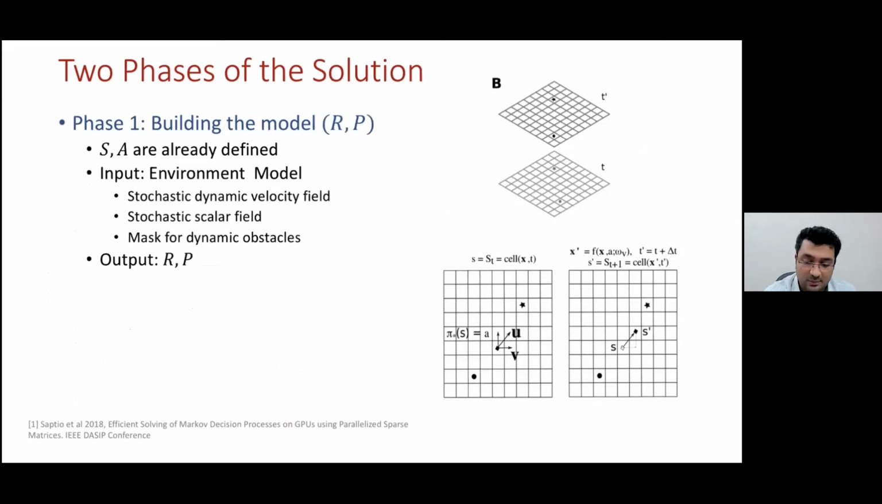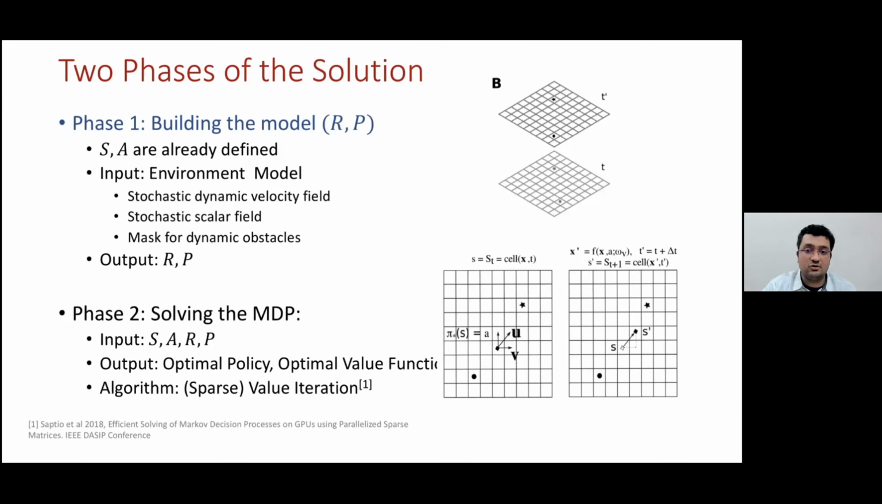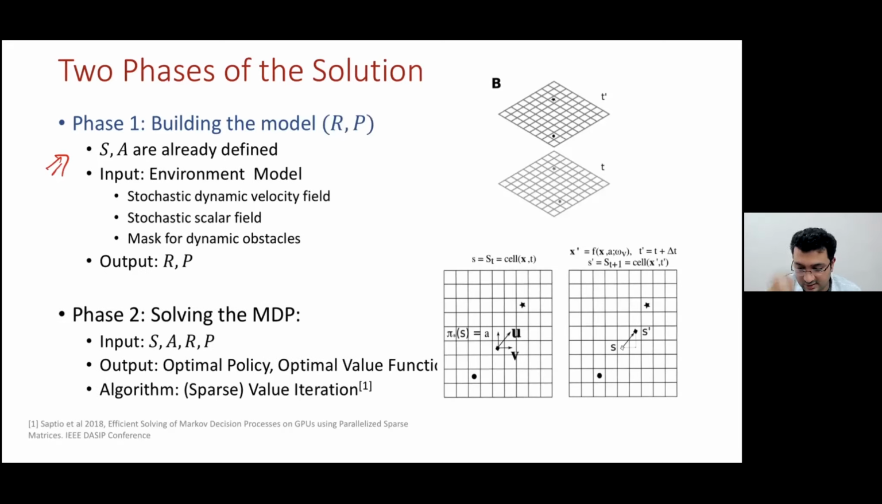So one is to build the model. So that is the transition probabilities and the reward function from the environment model that is there. So once I have the environment model, I feed that, a stochastic dynamic simulation of the environment, I feed that into the MDP. It learns the reward structure and the transition probabilities. And then I need to solve the MDP. So there are sparse value iteration algorithms on GPU that are already available. What was not available was to build the MDP on a GPU. And so that's what we implemented using CUDA kernels. So we wrote our own CUDA kernels to implement that.